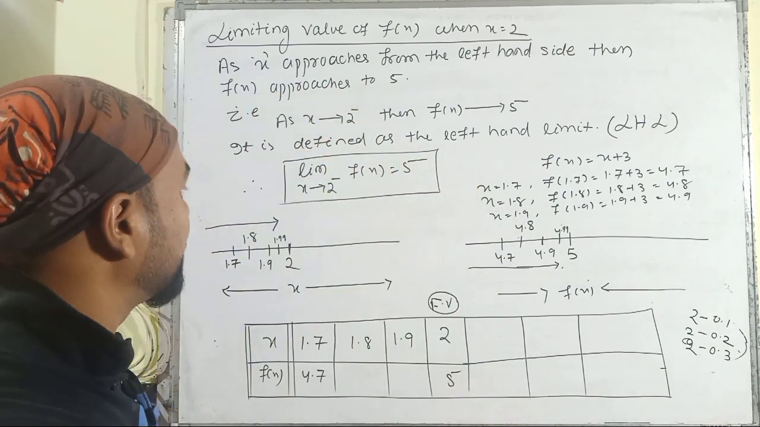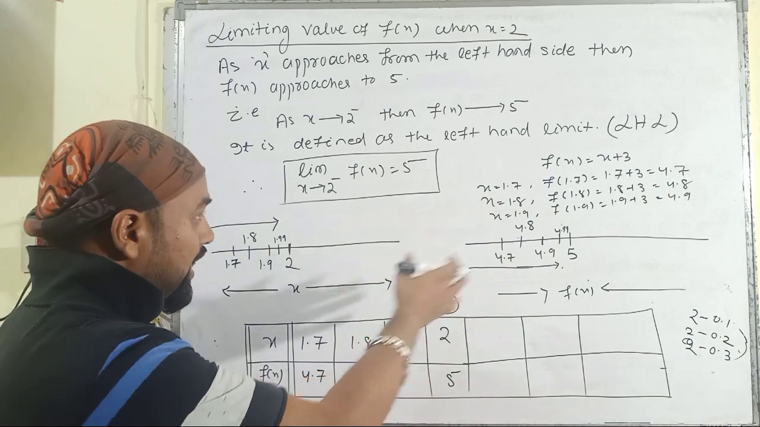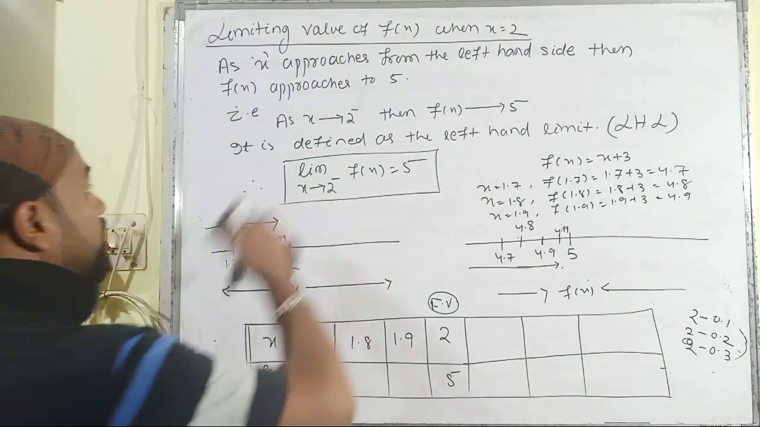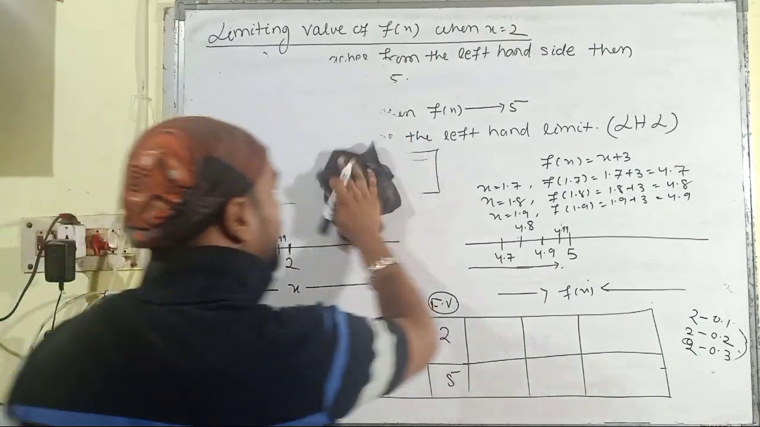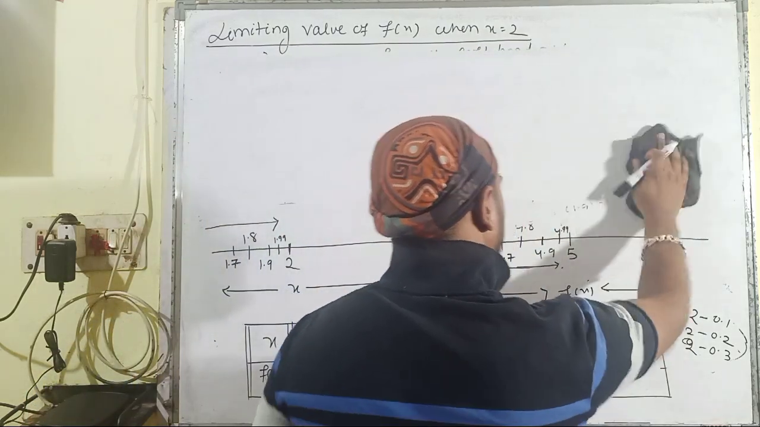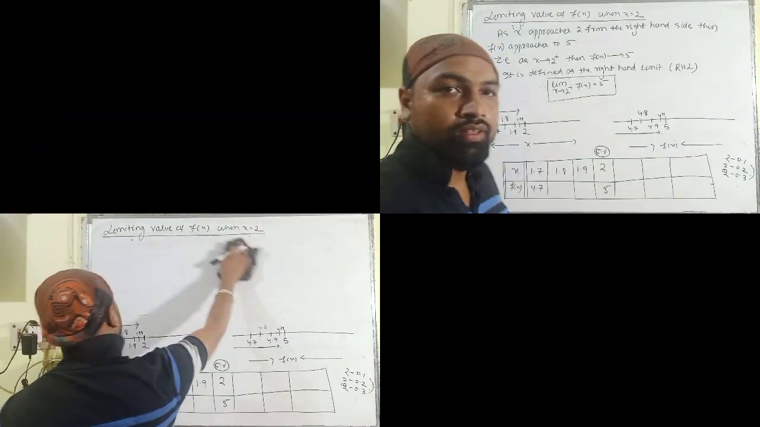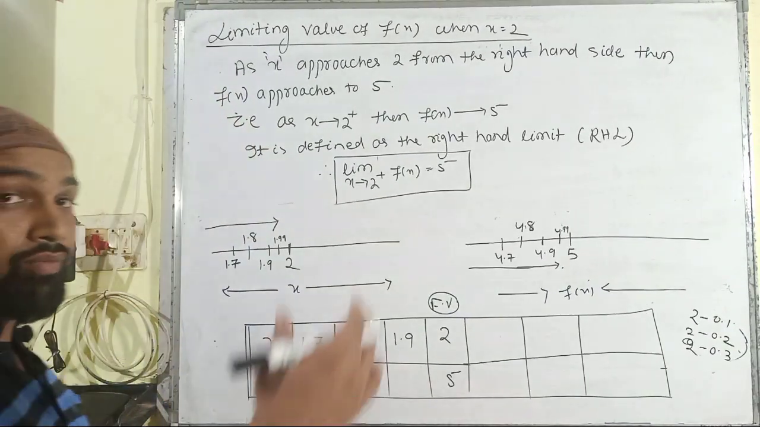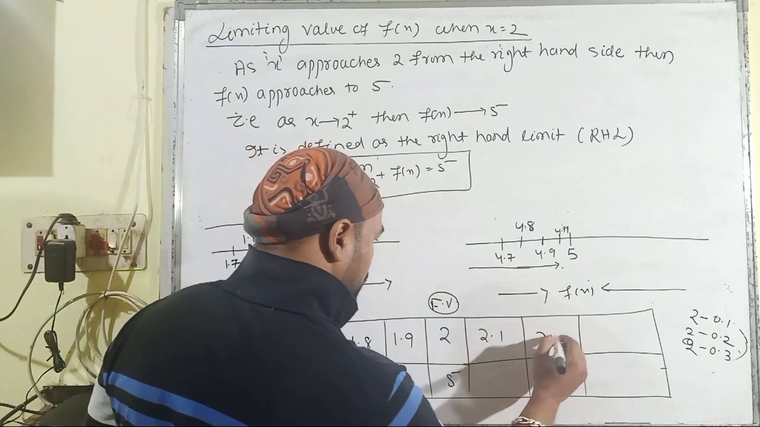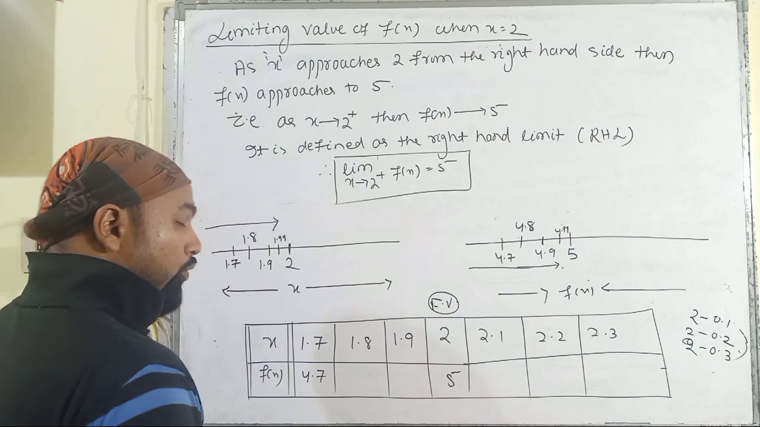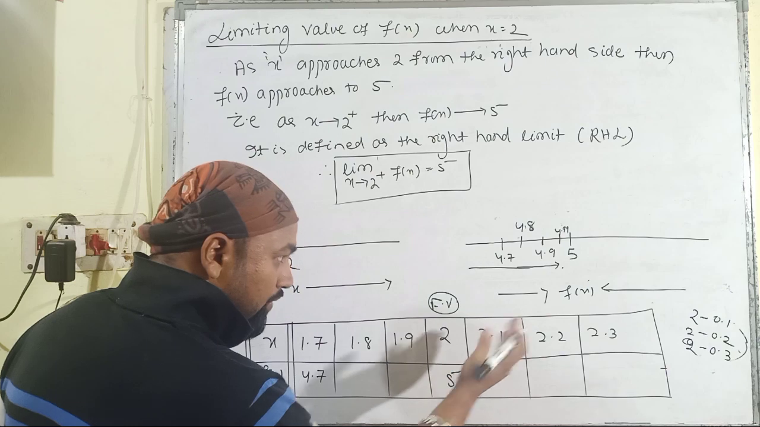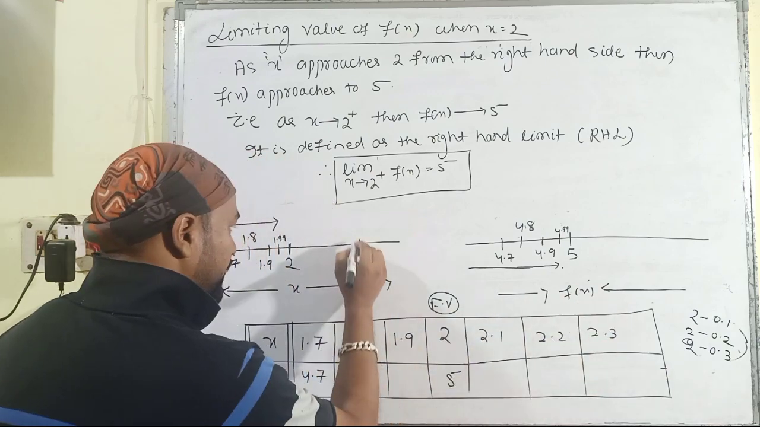Then we have to discuss the right hand limit in the same procedure. Moving towards the limiting value from the right hand side, first of all, let us put 2.1, 2.2, 2.3. We have to approach the value 2 from the right hand side. That means first of all we put 2.3.